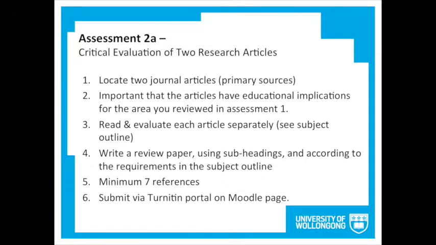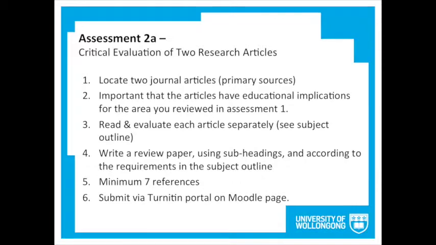Okay, let me go into 2A in a little bit more detail. So it's a critical evaluation of 2 research articles. Now, all of our assessments look to scaffold into each other, look to build onto each other. So in this instance, one of the first things that you should have is a good folder full of PDFs of good journal articles that you used in assessment 1. And so I'm certainly hoping that you can pull out 2 good primary sources from that folder.